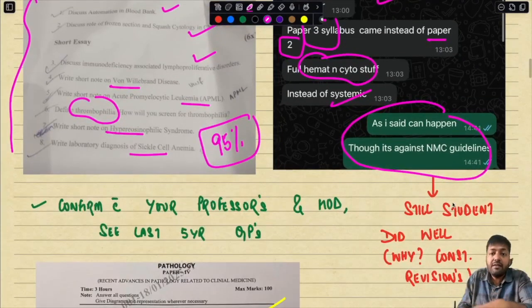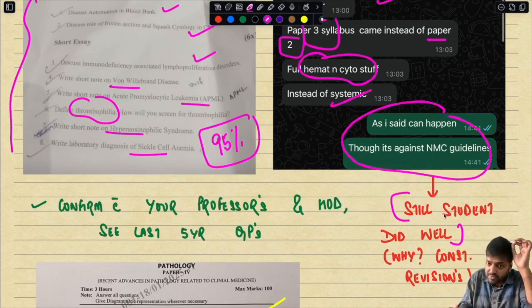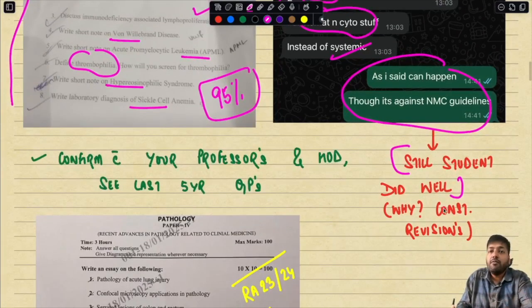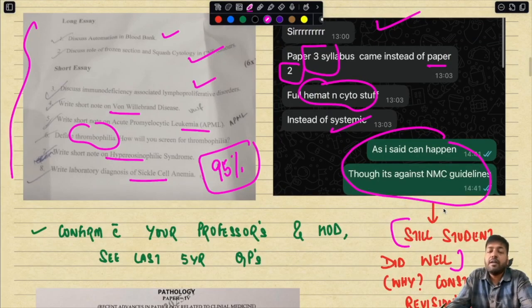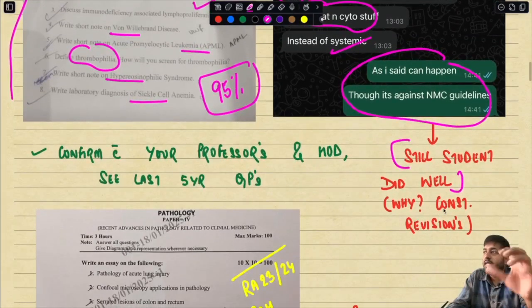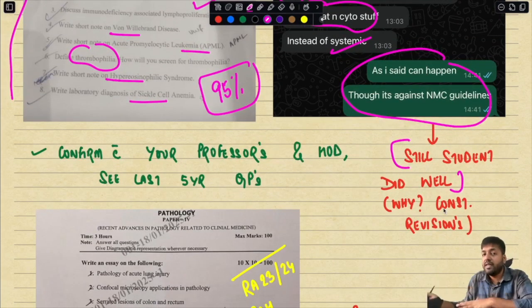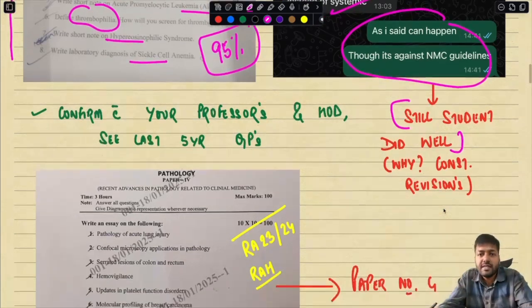And you will not believe it, in spite of all these things, the student was able to do well. Why? Because she was constantly revising, constantly reading over the last 3 years. This is the most important point that I want to make. Sometimes you people feel a shock that NMC has given us this, but the university has given us this.